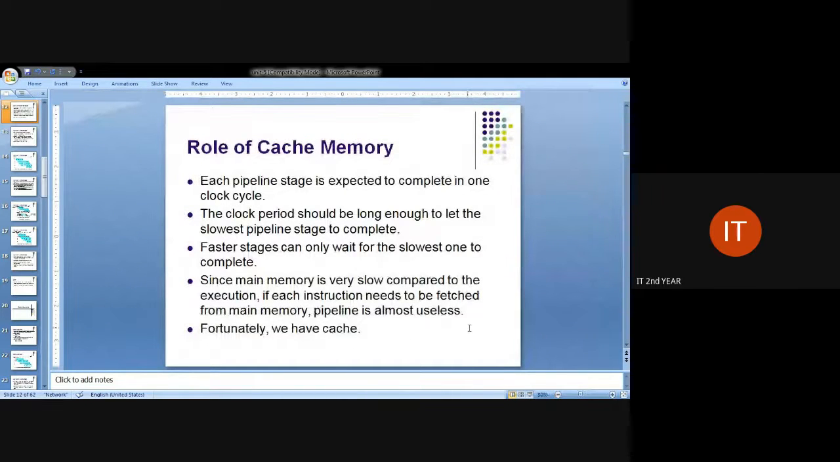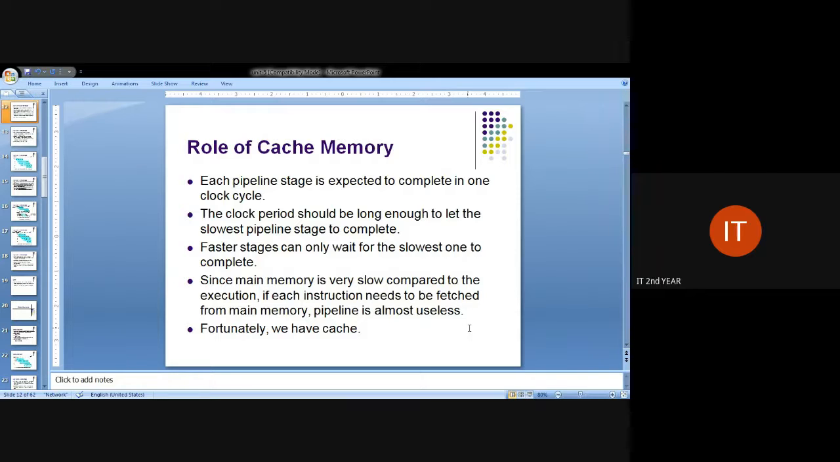So here there is an important role for cache memory. Each pipeline stage is expected to complete in one clock cycle period. When this clock cycle gets increased, the throughput will be in question. So the clock period should be long enough to let the slowest pipeline stage complete. The faster stages can only wait for the slowest one to complete first.